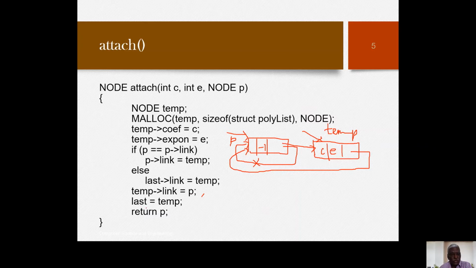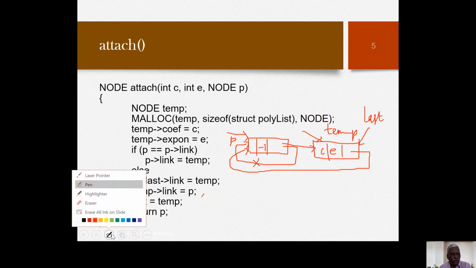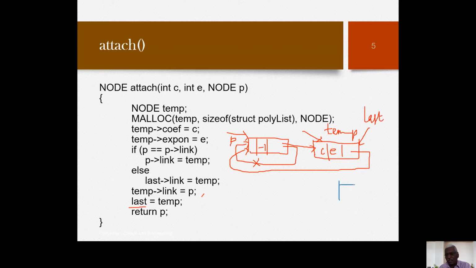I'll also use one more pointer variable called last, which is the global variable. So which will actually point to the last node being added at any point of time. Why? Because supposing next time if I want to add one more node, let's say, so this is my new node temp. Now what I can do is I can simply say the link field of last, that is last of link pointing to this, and link field of this temp now can point to P.